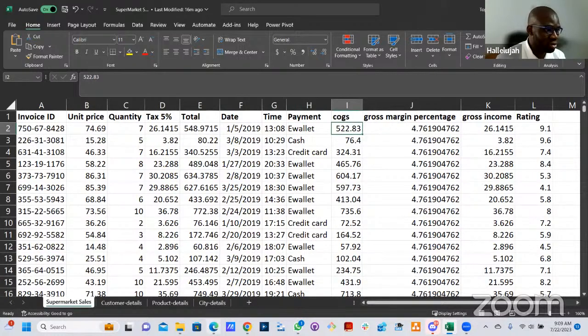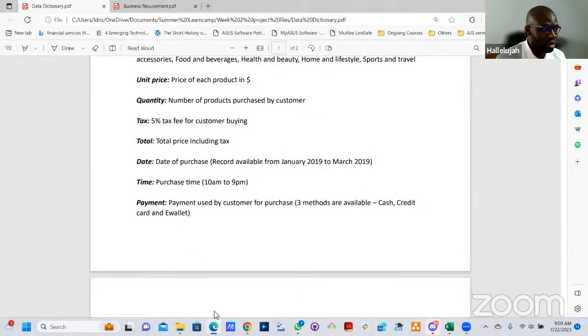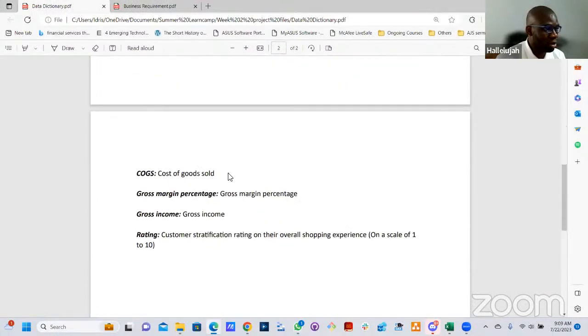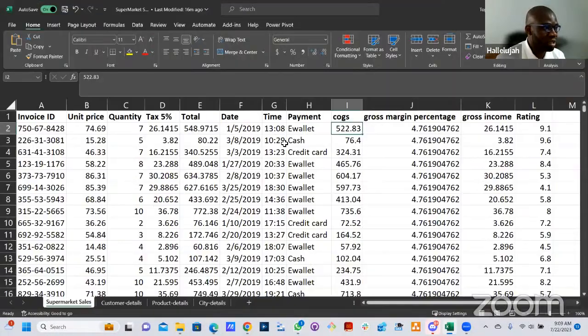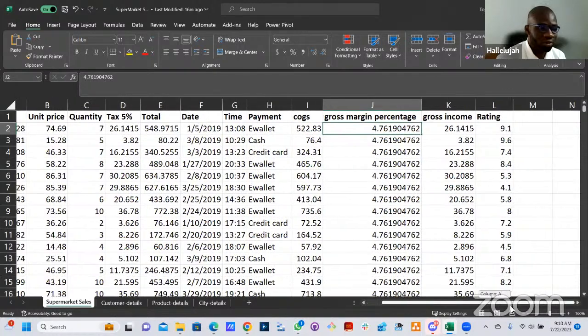I don't know, but you need to, where you can find that, right? In your data dictionary. So it says it's cost of goods sold. Okay, so that means that's the cost of the goods sold. So gross margin percentage. Maybe some of us don't know. I don't. So you can check Google what is the formula for gross margin percentage.